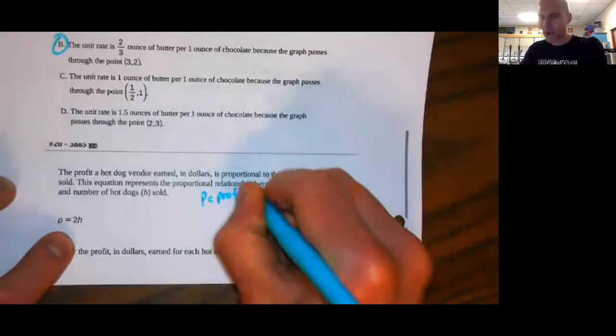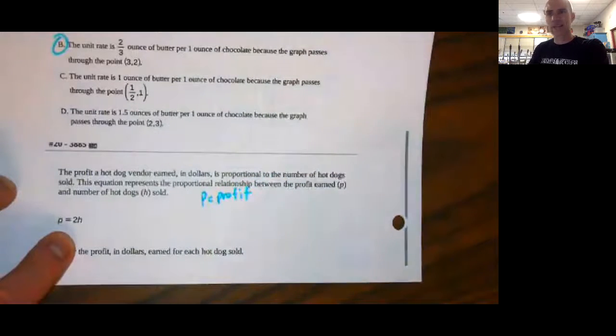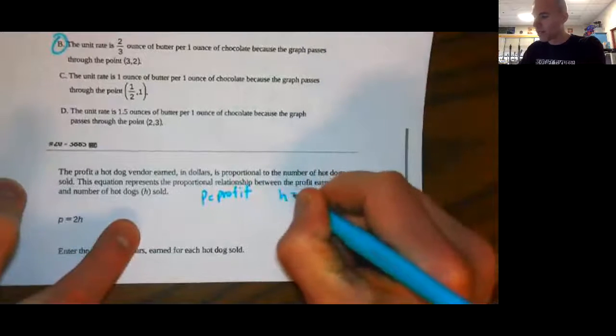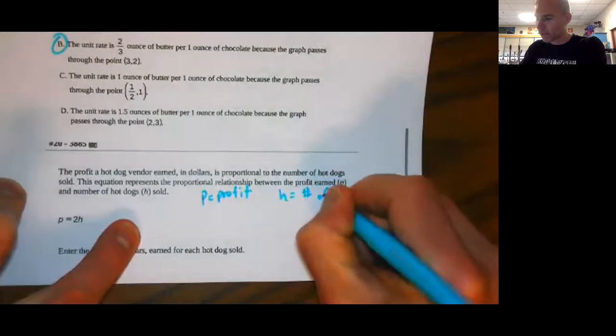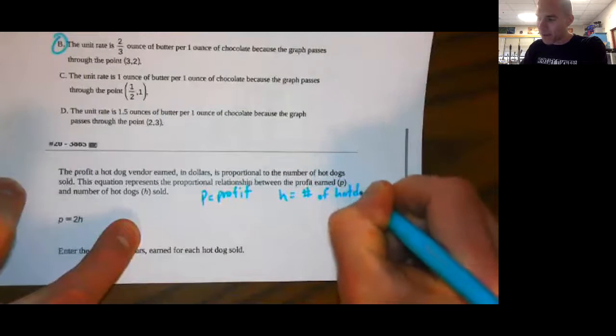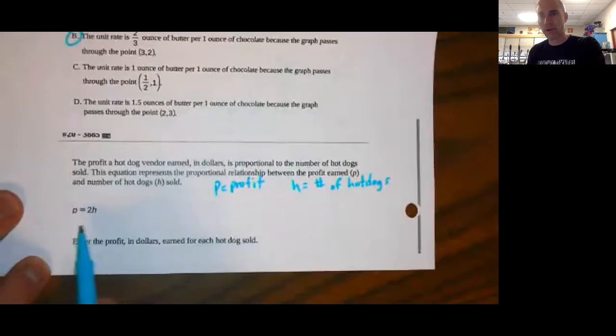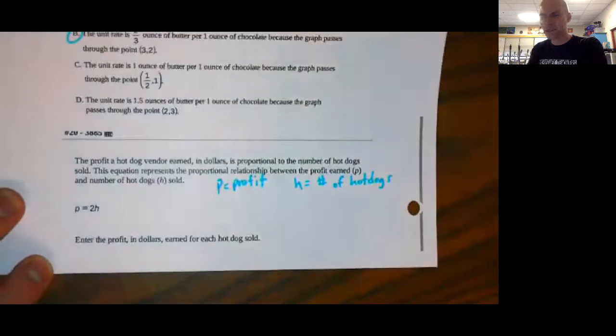And the profit represents dollars, right? If the profit is 10, then that's $10. If the profit is 20, that's $20. And H is number of hot dogs. You don't even have to do any math to get this answer. The answer is literally right there in front of you if you remember how to read these equations. But let's test it out just so people can understand it.